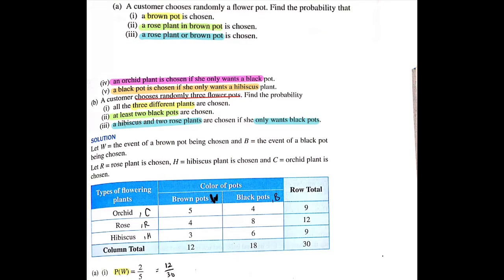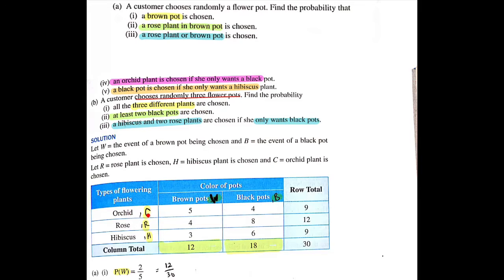So let's see here, what does the question want? Okay, so the first part here, a customer chooses randomly a flower pot. Find the probability of the following. Before we go further into the question, let's write all of the notation in our contingency table. First, let's use C for orchid, R for rose, H for hibiscus, W for brown pots, B for black pots. And don't forget also to calculate the total of brown pots. This is a total of black pots. Okay, that is for the column.